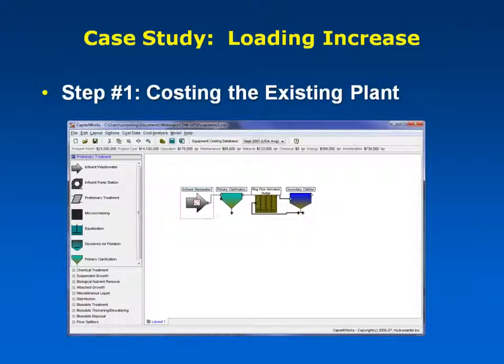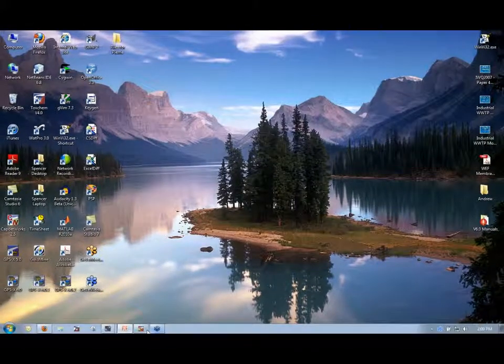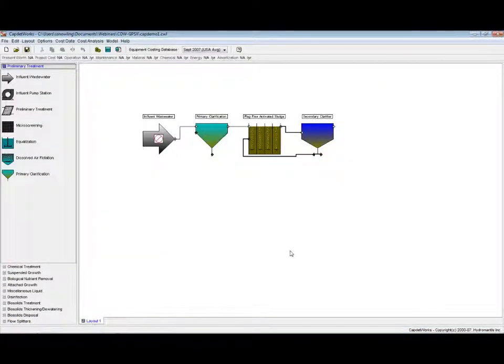Okay, so we have our 5-step process, and we're going to start out with step number 1 by costing our existing treatment plant. So this is the drawing of it here. Again, to keep the story simple and straightforward, we're only going to deal with the parts of the wastewater treatment system that are shown here. So we have an influent wastewater that's coming in, a primary clarifier, a plug flow activated sludge system, and a secondary clarifier. Okay, so I'm going to hop over to my desktop at this point and bring up CapdetWorks.